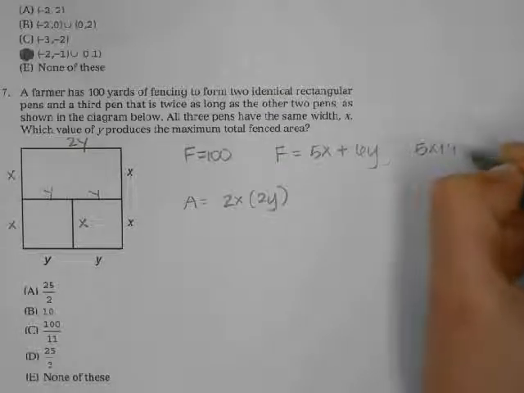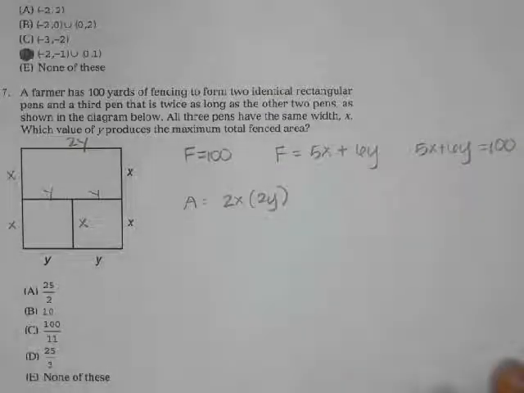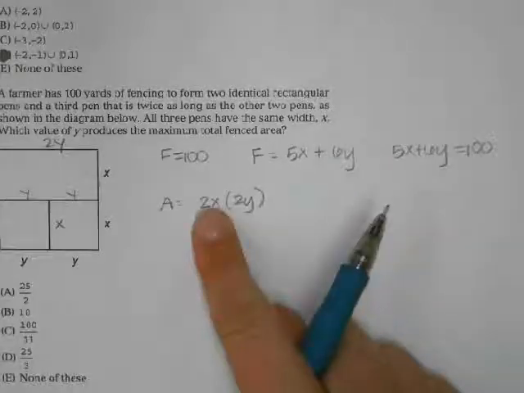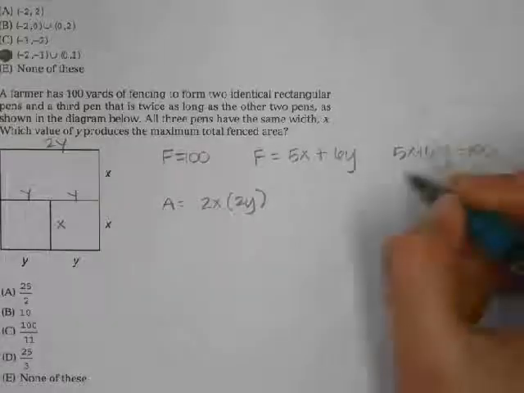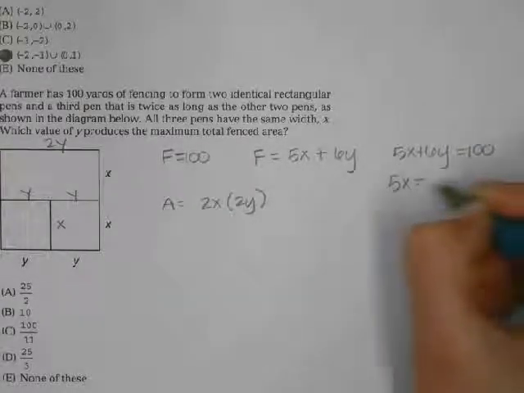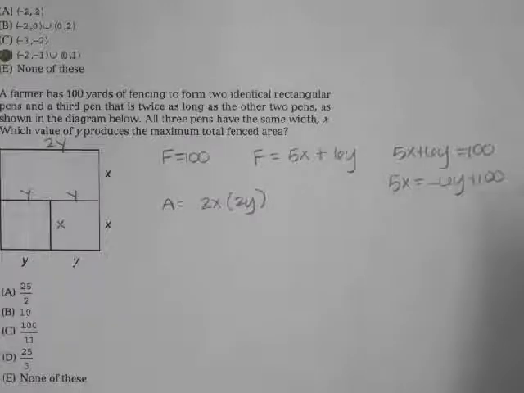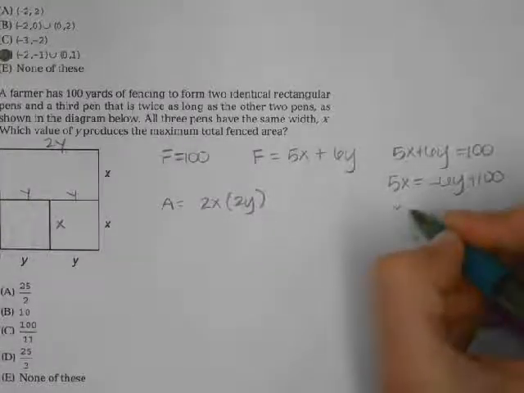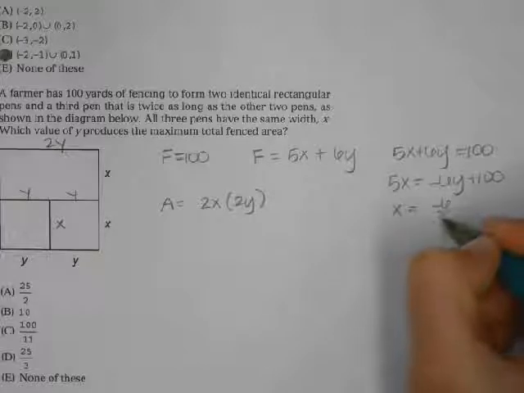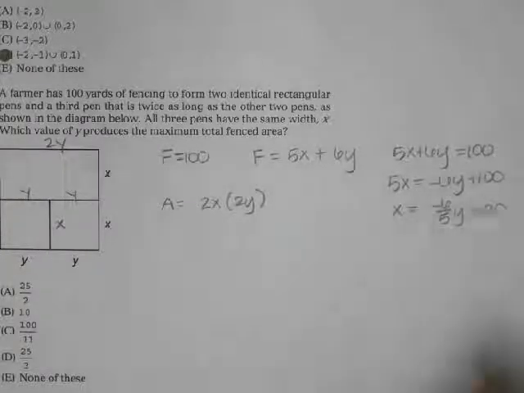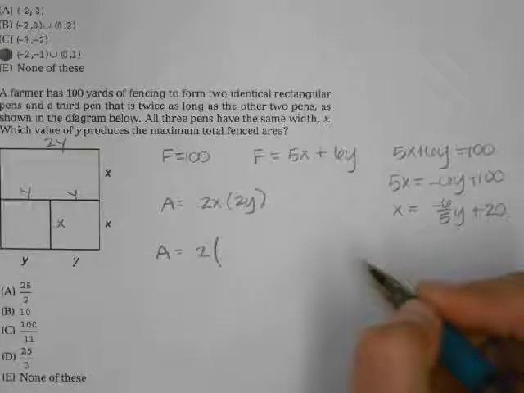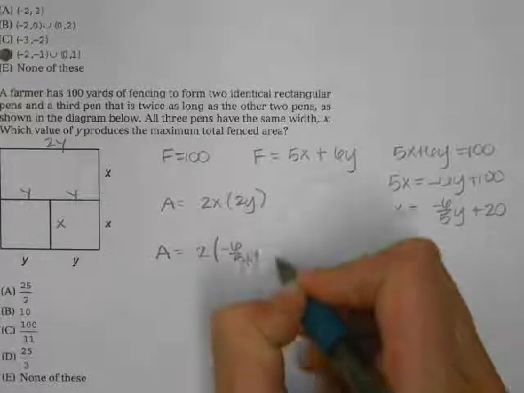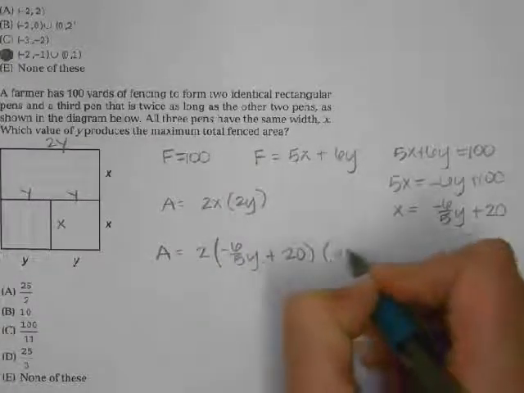5x plus 6y equals 100, I want to substitute an x into the equation and get this area equation totally in terms of y. So I'm going to go ahead and say 5x equals negative 6y plus 100. And I'm going to divide by 5. So x is negative 6/5 y plus 20. And then I'm going to take that x and plug it in for my area formula. So 2 times negative 6/5 y plus 20 times 2y.